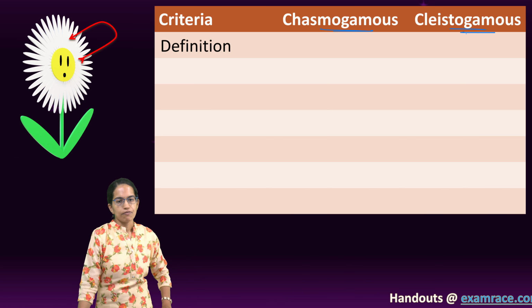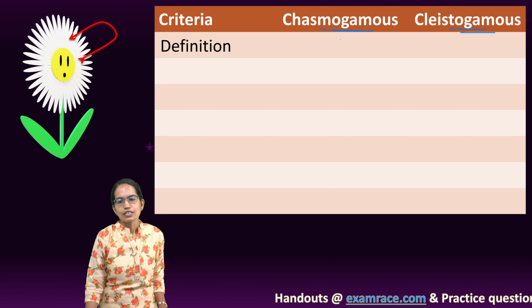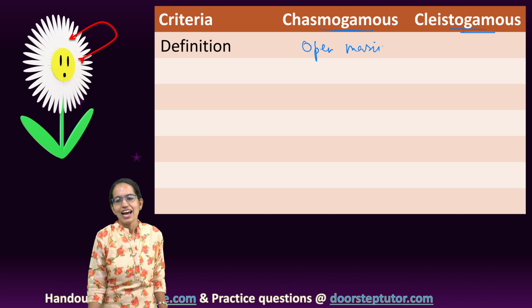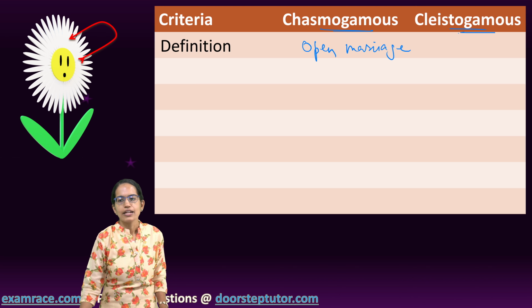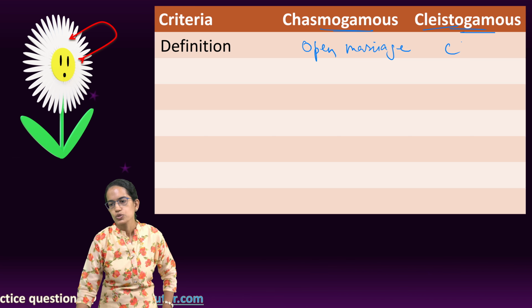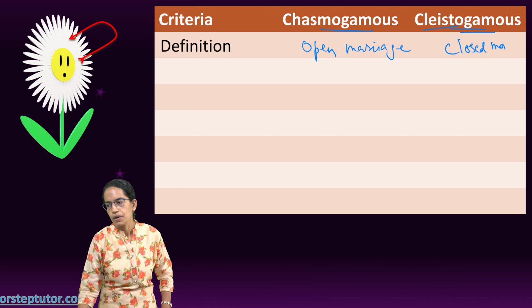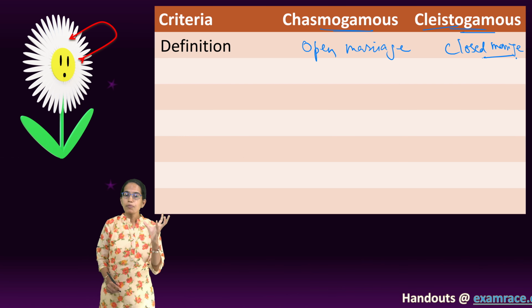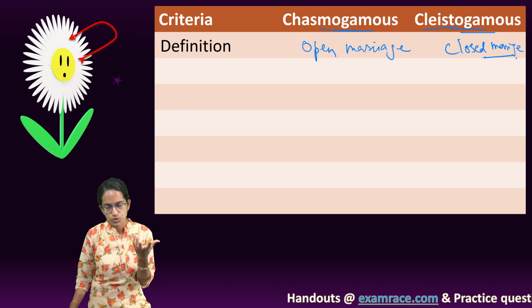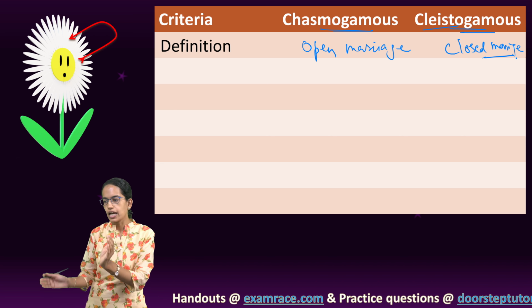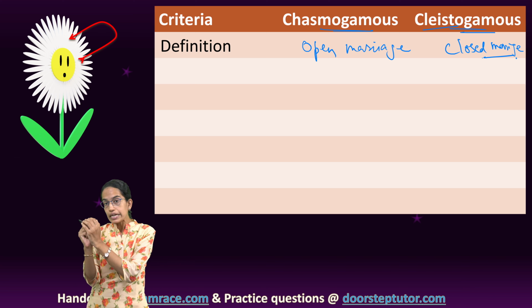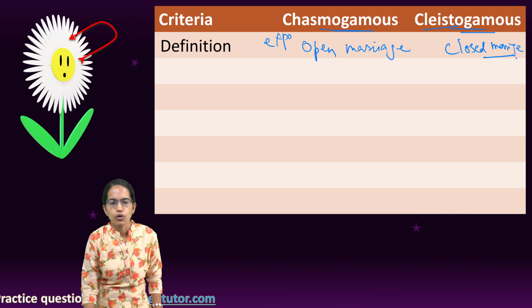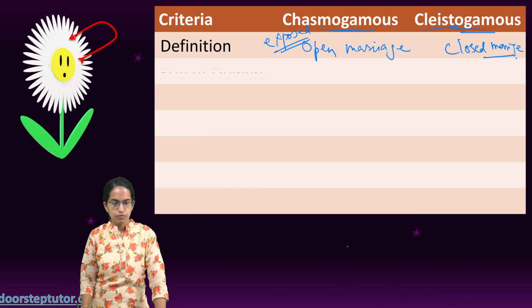If we come to the definition, under the Greek term, Chasmogamous means open marriage. As simple as that. And here is the name derived. And Cleistogamy, Cleisto means closed, so it is called closed marriage. That means in the Chasmogamous, the reproductive organs of the flower are exposed. However, under Cleistogamous, they are confined, they are hidden within the flower, they are not exposed. So here, the reproductive organs are exposed. That's the most important thing.